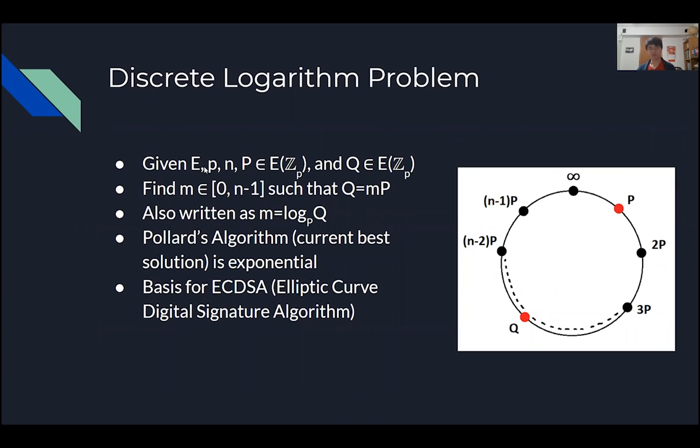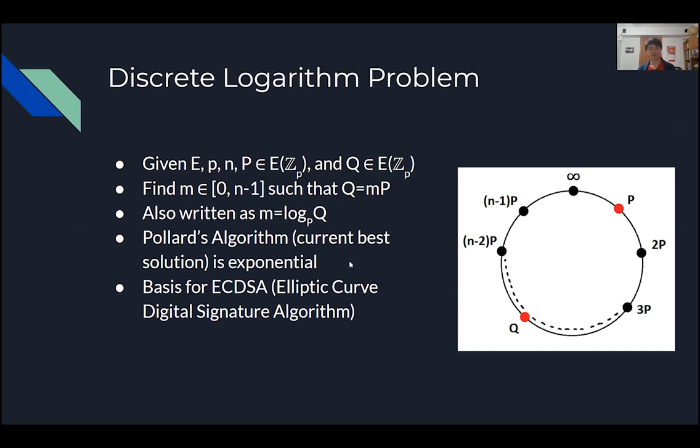So given an elliptic curve, given a prime number to modulo over, given the number of solutions in that discrete set, and then taking two random points in the set, the question is: find M such that Q is the Mth point multiple of P. And the cool thing about point multiplication is we can actually write it as a logarithm. So M is actually log base P of Q, hence the discrete logarithm problem.